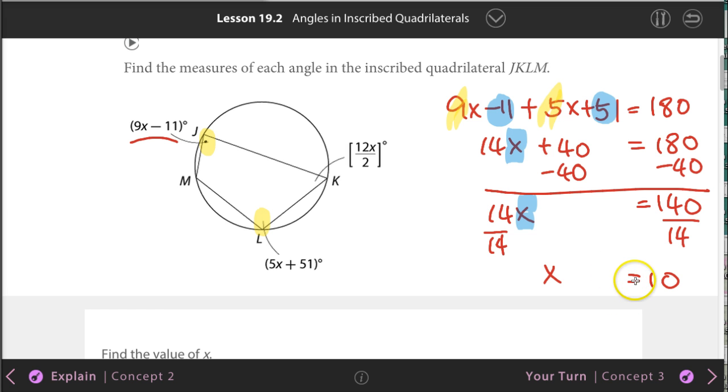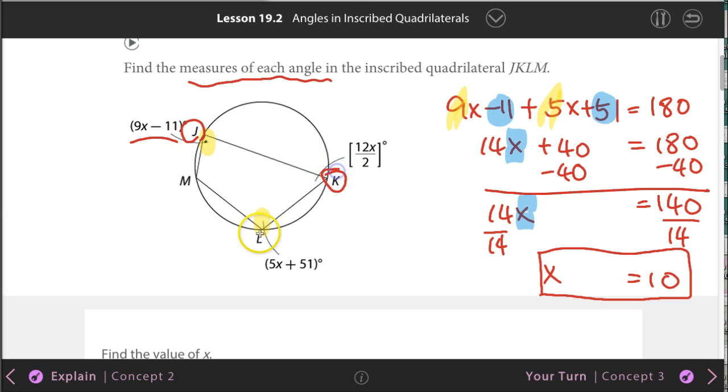What we have to remember, and a lot of you get this part wrong on the test, is the question did not ask what x is equal to. So you can't stop here. What is the question asking? It says, find the measure of each angle. So that means you gotta find the measure of angle J, K, L, and M. All right, so let's do it. What that means is you gotta plug in the x into each of the angles, okay?